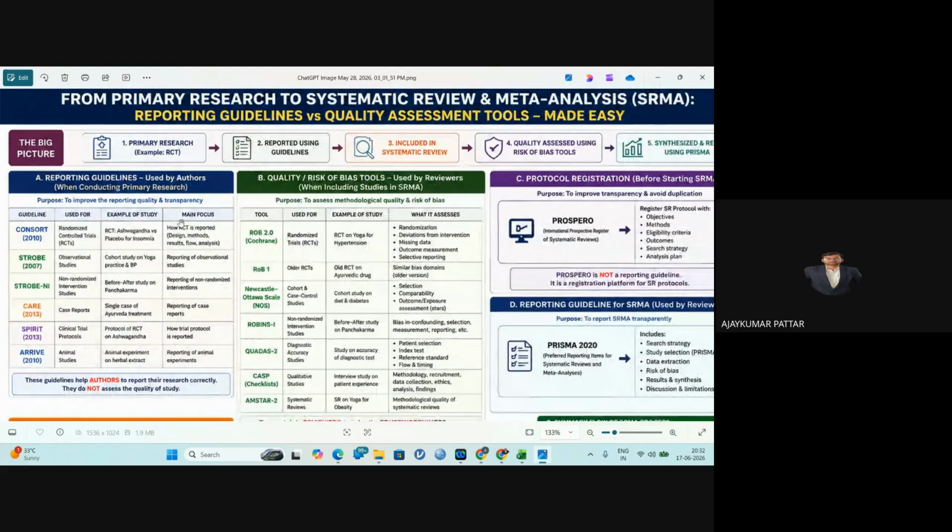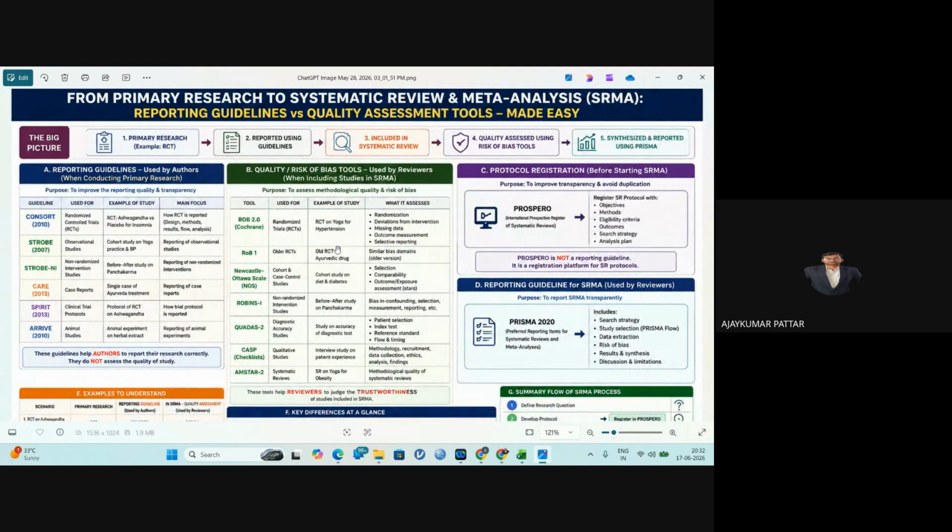single slide. So here you can understand what is the meaning of quality assessment, or risk of bias, or quality appraisal. So first we have to clear this concept, reporting guidelines. These reporting guidelines are used by the authors, those conducting the primary research. For example, if I am conducting a study on a particular drug's effect on hypertension or any disease, then I will use these particular guidelines while reporting my study. That is CONSORT guidelines for the randomized trials, STROBE for the observational study, CARE for the case reports, SPIRIT for the clinical trial protocols.